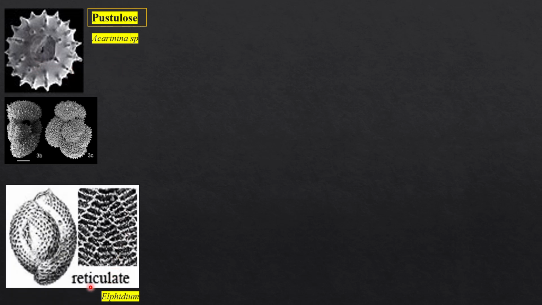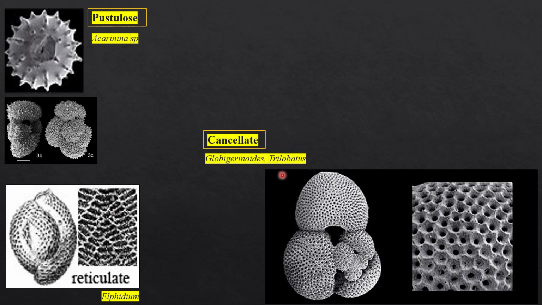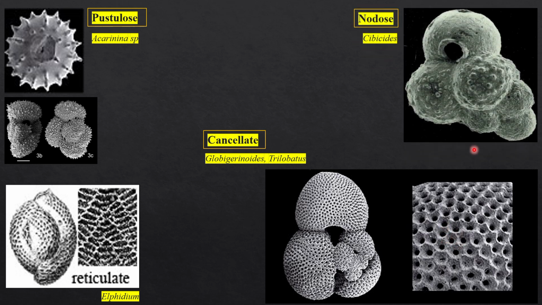Test ornamentation that is pustulose means more spinose, more than the spinose kind, so we have this kind of species. Reticular means a net-like outer surface or ornamentation. Cancellate or globigerinoid, we have this kind of arrangement in which you can see a honeycomb structure. And nodose means we have a lot of knob shapes in the arrangement of the chambers.